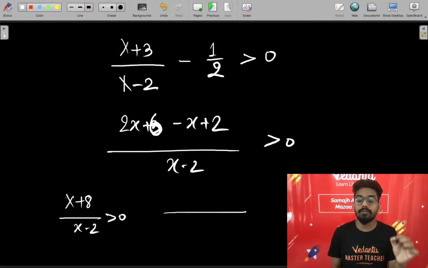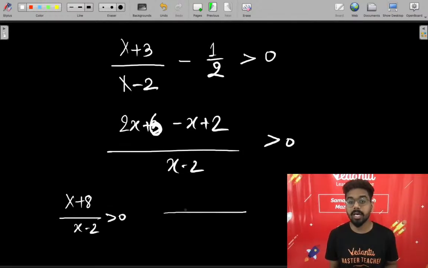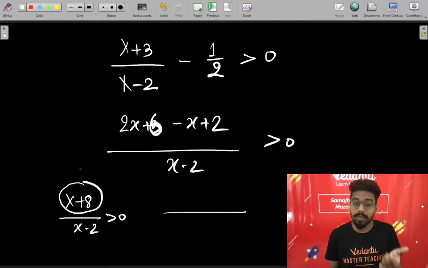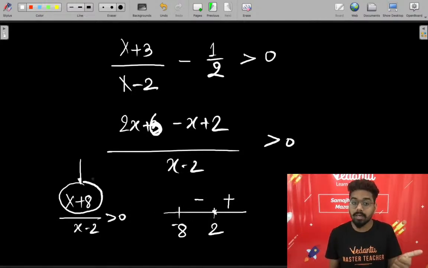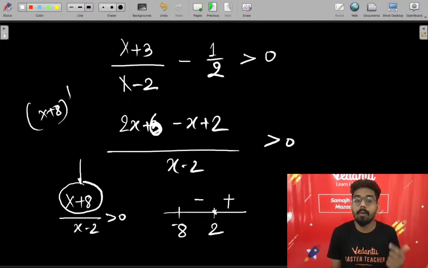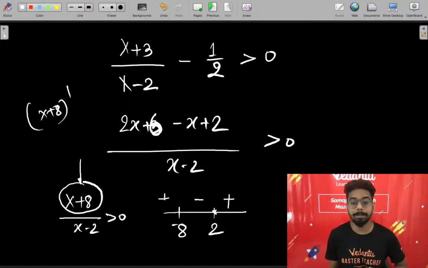Make sure that the coefficient of x is 1 and positive. After this, write down the critical points. Critical points are those points where each factor becomes 0. For this, the critical point is -8, and for this, the critical point is 2. After this, always start with the plus sign and check whether the factor has an odd power. If it is odd power, change the sign. If it is even power, do not change the sign. x plus 8 has odd power, x plus 8 to the power 1. Power 1 is an odd number, so change the sign.